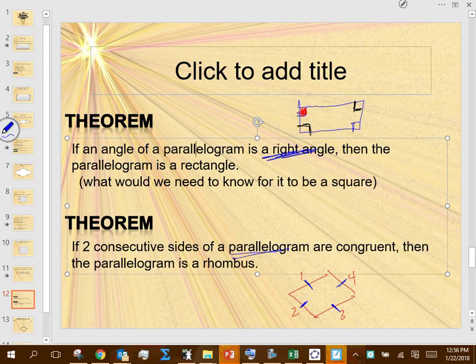We need to go a little bit further. If I could show maybe this angle right here is a right angle, then it would be a square, using the theorem above. Do you see how there are a lot of properties here? There are a lot of situations where they say parallelogram, and a lot of situations where they say quadrilateral. We have to keep them straight.